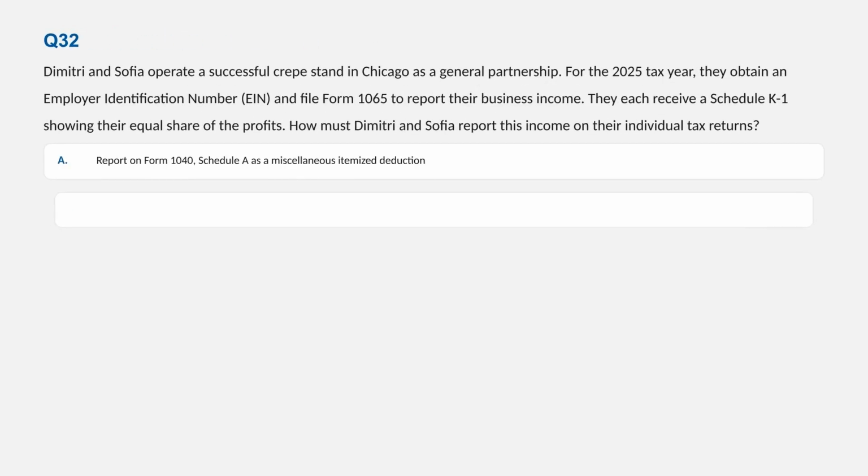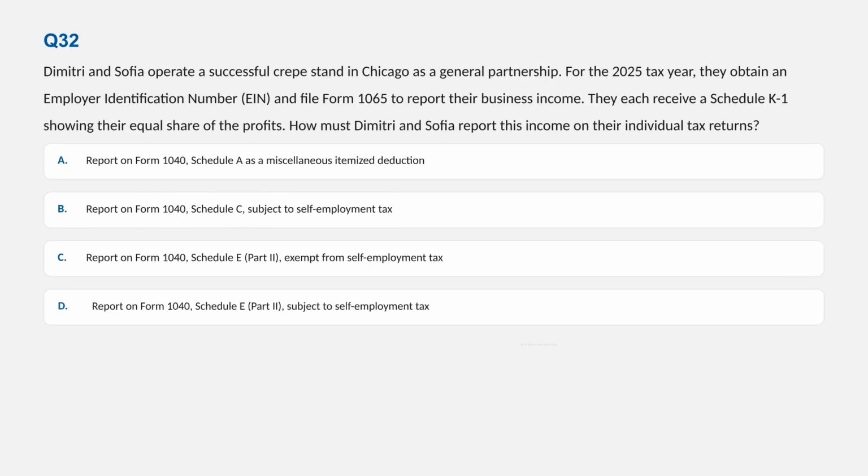Question 32. Dimitri and Sophia operate a successful crepe stand in Chicago as a general partnership. For the 2025 tax year, they obtain an Employer Identification Number, EIN, and file Form 1065 to report their business income. They each receive a Schedule K-1 showing their equal share of the profits. How must Dimitri and Sophia report this income on their individual tax returns?